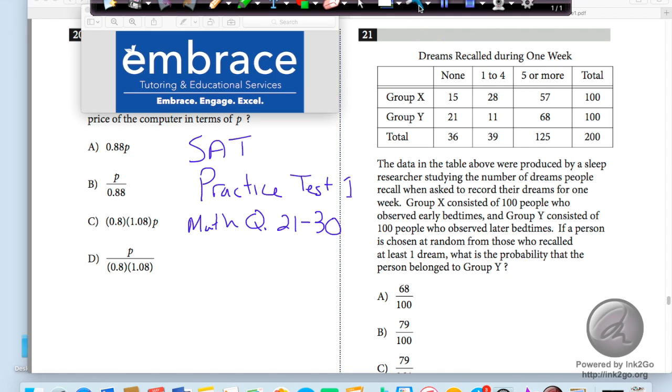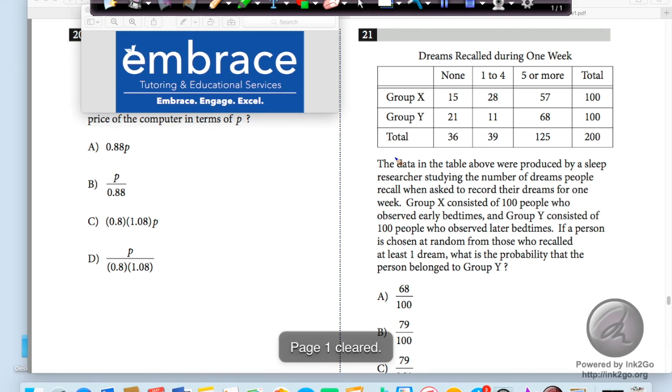Let's clear this up a little bit so that we have a little bit more room to write. It says the data in the table above were produced by a sleep researcher studying the number of dreams people recall when asked to record their dreams for 1 week. Group X consisted of 100 people who observed early bedtimes. Group Y consisted of 100 people who observed later bedtimes. So I care about Group Y compared to Group X because, quickly scanning the data, that's how it's broken up.